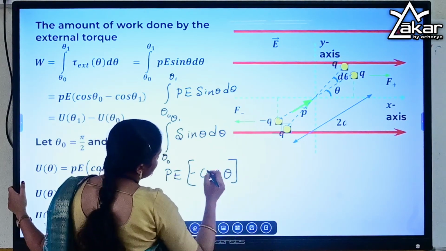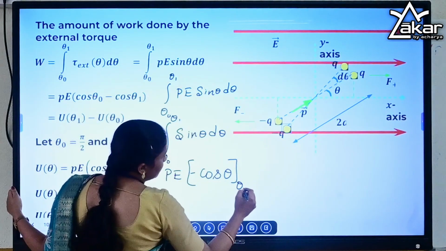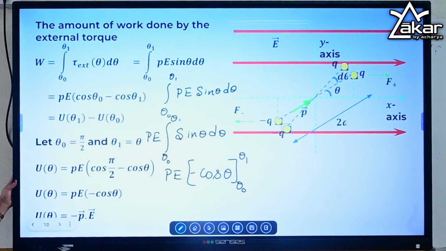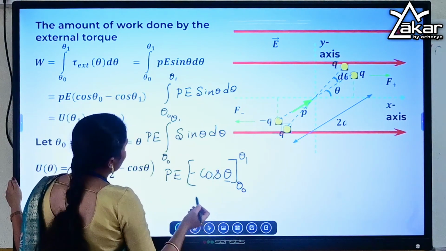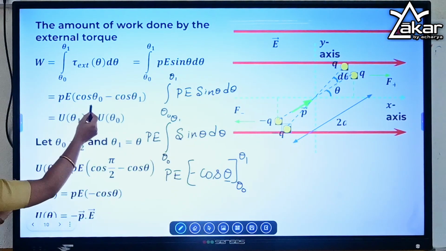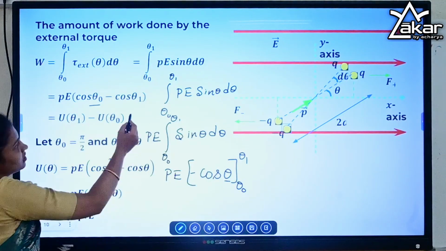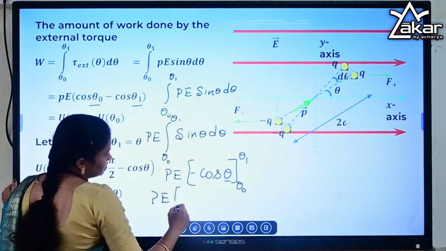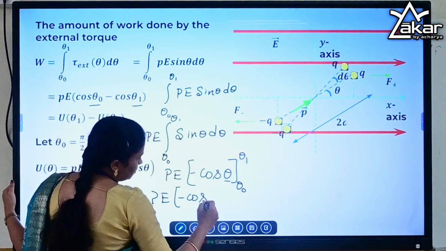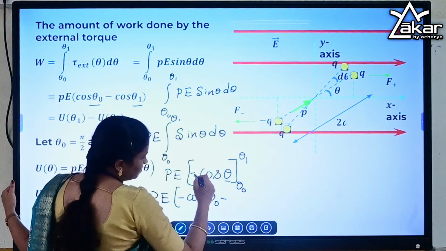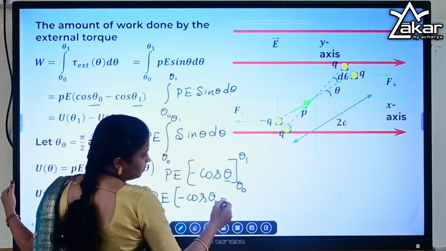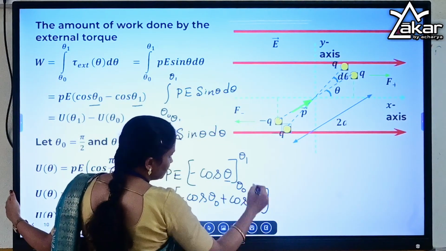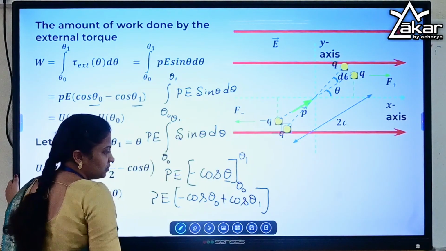Okay, so then substitute the limits theta naught, theta 1. So now substitute the limits to theta. Okay, so then we will get cos theta naught minus cos theta 1. That is PE into minus cos theta naught. So minus is there, one more minus, it will come plus. That is cos theta 1. So now just upper limit and lower limit you substitute.